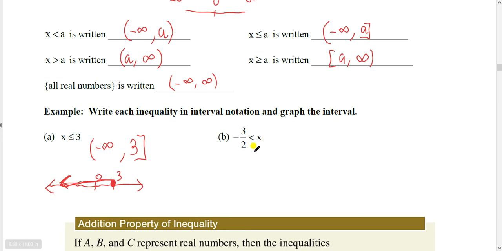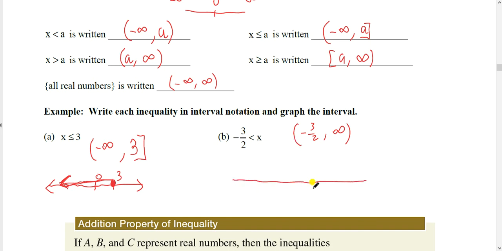Let's try this example here. Any value of x that is bigger than minus 3 over 2. So minus 3 over 2 is the smallest point, and all the values that are bigger than minus 3 over 2, we go all the way to the right of that, up to infinity. And because we don't have the equal sign here, I'm using the open parentheses.